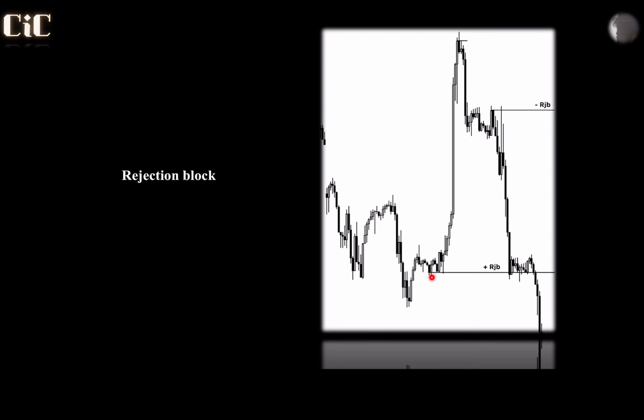So retail and dumb money turtle soup traders, they think, you know what, I'm gonna wait for this low to get taken. But no, the body is enough. They take the body and they rally.